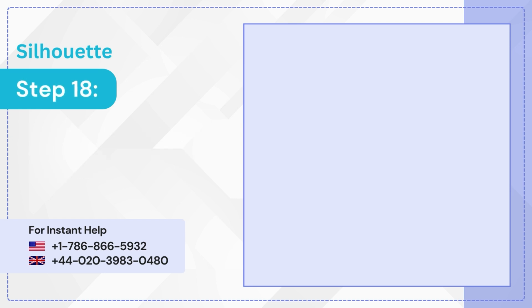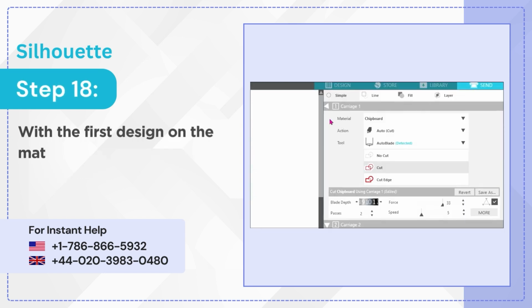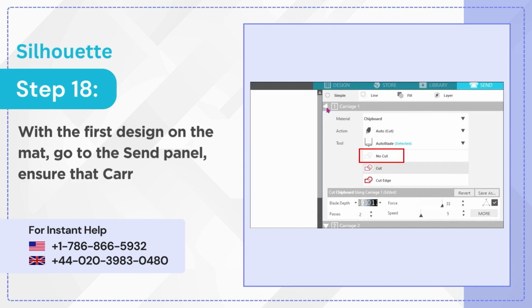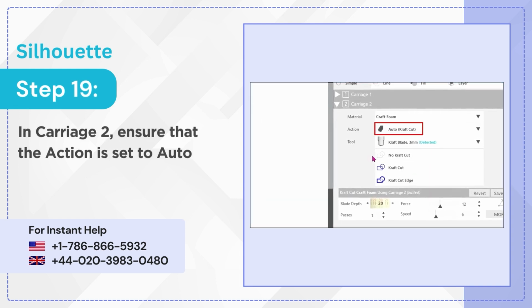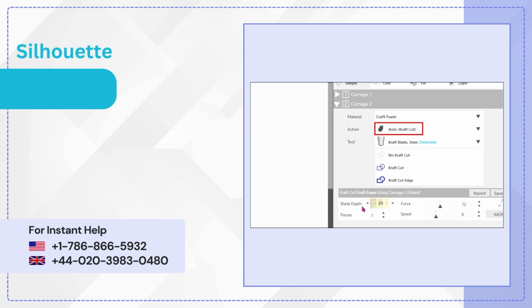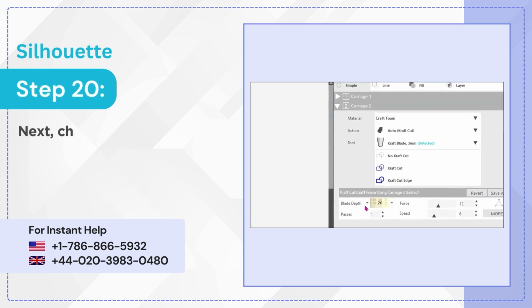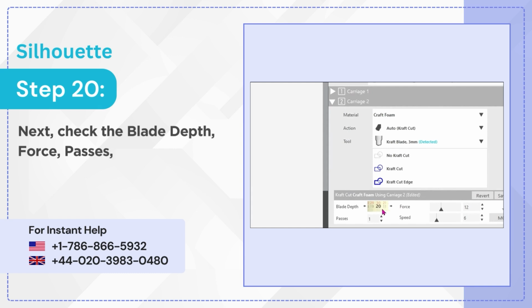Step 18. With the first design on the mat, go to the Send panel, ensure that Carriage 1 is set to No Cut and collapse it. Step 19. In Carriage 2, ensure that the action is set to Auto Craft Cut and check the remaining settings. Step 20. Next, check the blade depth, force passes and speed settings.